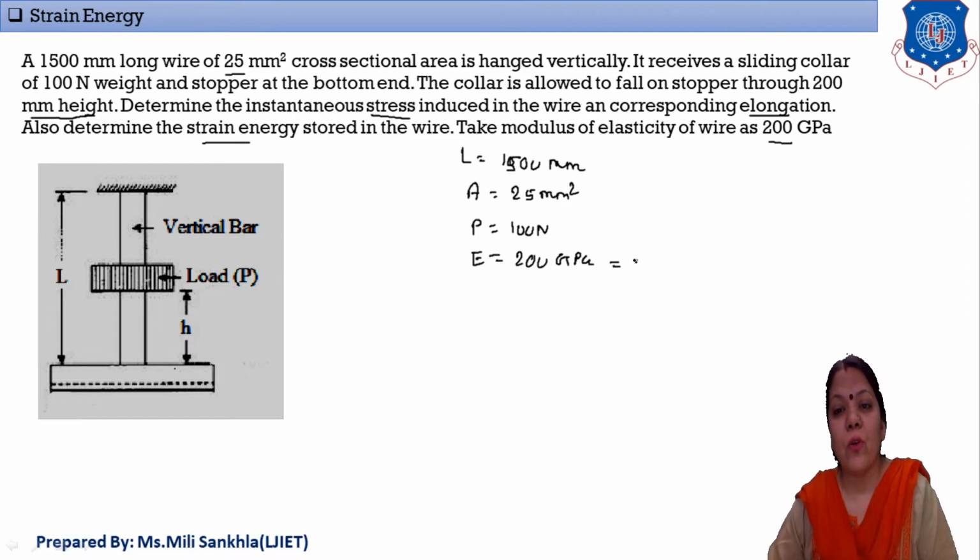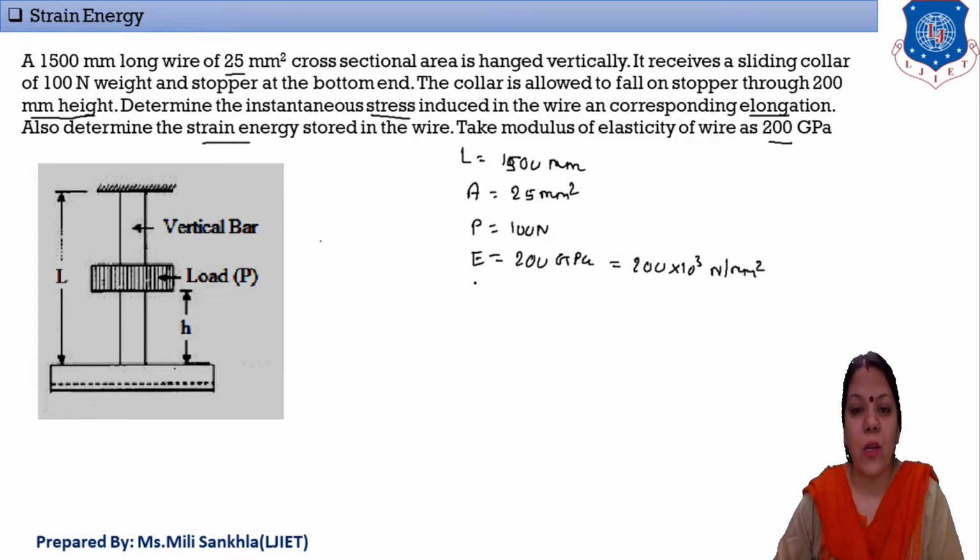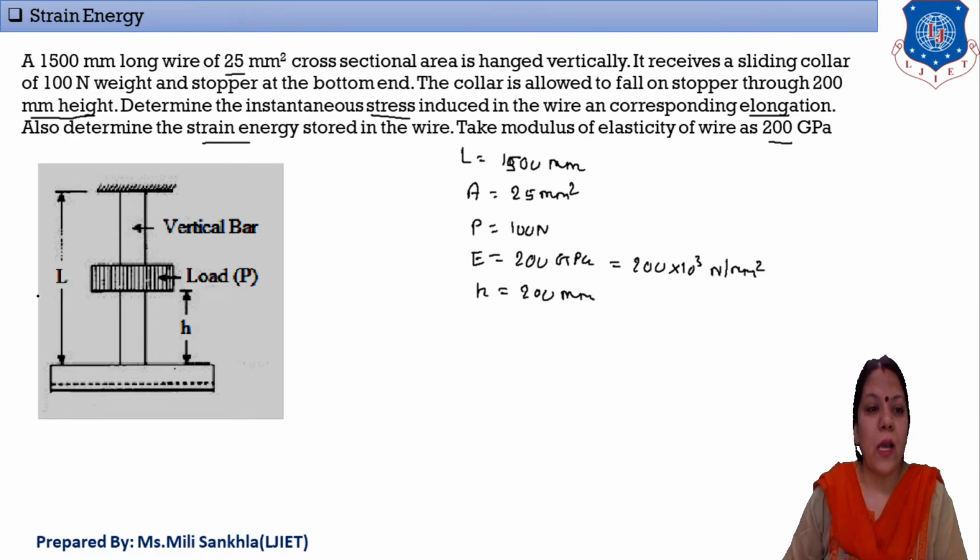So write down 200 into 10 raised to 3 Newton per mm square. Okay, now H is also given. Write down H is equal to 200 mm height. Now put the values. L is given 1500, H is given 200, and load is given 100 Newton.